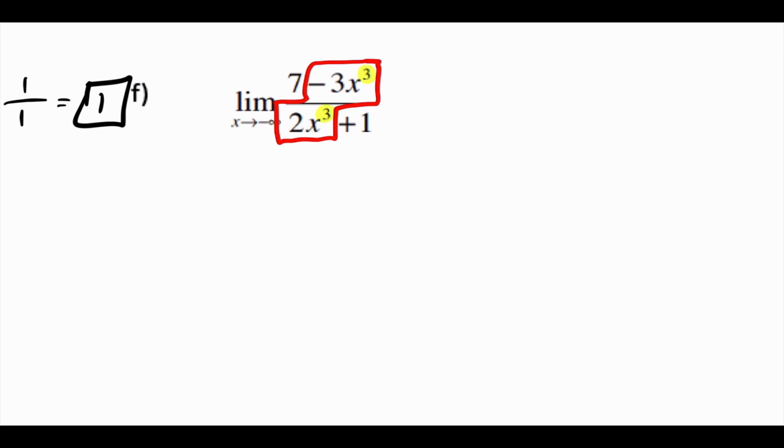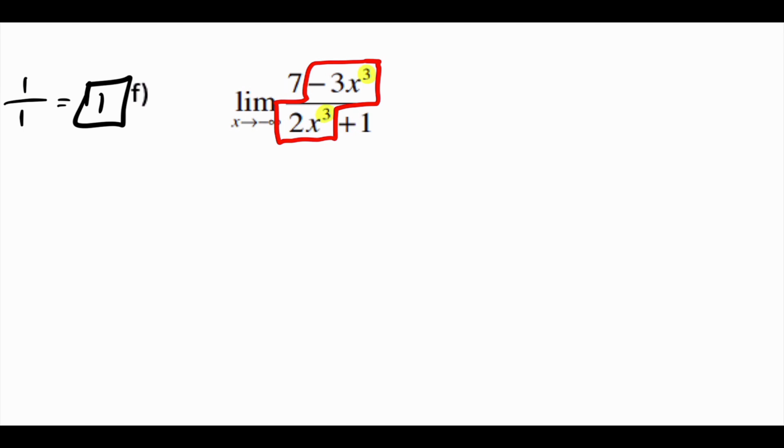Now, top heavy, bottom heavy, equally distributed. Equally distributed, right? So we're going to get a fraction answer. Fraction of the leading coefficients. But before we do that, we have to take into account that it's negative infinity.